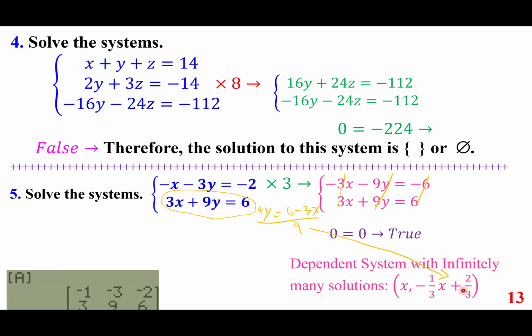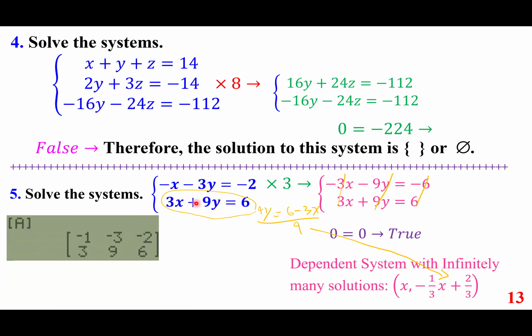If we put that into a calculator, the augmented matrix, -1, -3, -2; 3, 9, 6. And if we do REF or RREF, the bottom is zeros. And a row of zeros means a dependent system. If the row is all zeros except the last one, then there is no solution, inconsistent system.